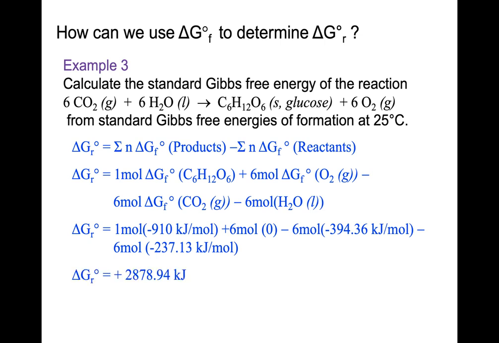Once we figure that all out, we find that delta G of reaction is 2,878.94 kilojoules. So what does this mean? It means that this reaction is not spontaneous. Plants that do this reaction are doing work. It doesn't just happen spontaneously. We can't just grab carbon dioxide and water out of the air and make glucose. It takes some work.